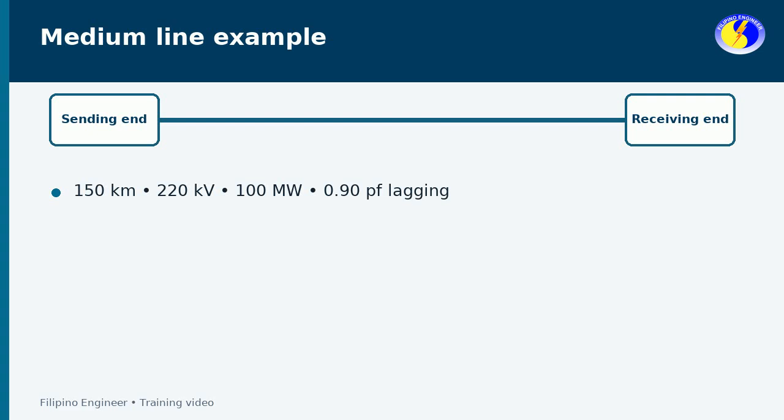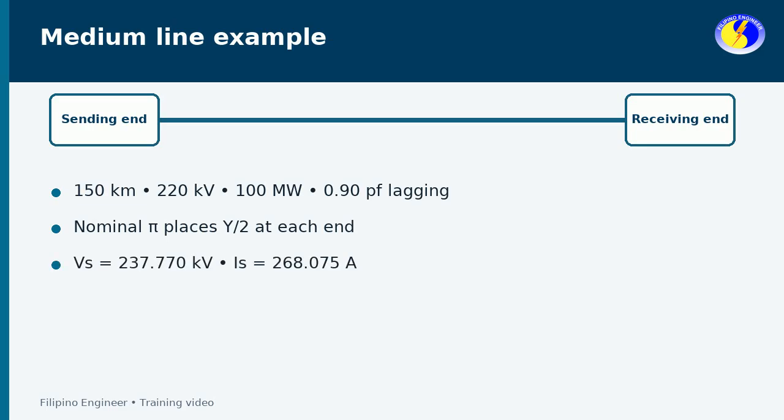The medium line case is 150 kilometers at 220 kilovolts with the same load. The nominal pi model places half the total shunt admittance at each end. The calculated sending voltage is 237.770 kilovolts line to line, and sending current is 268.075 amperes. Efficiency is 96.56%, and regulation is 9.49%.